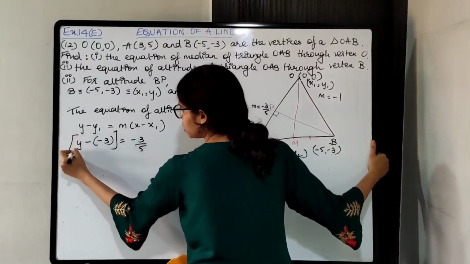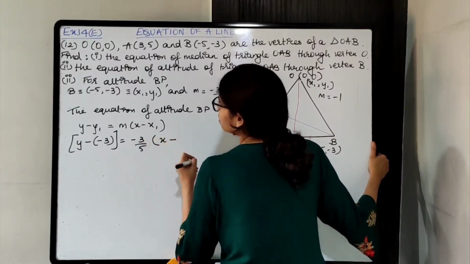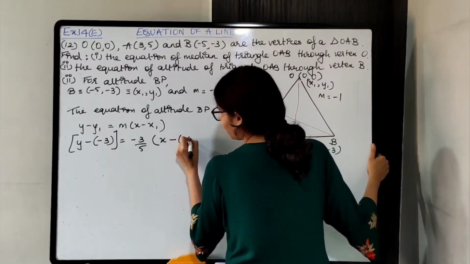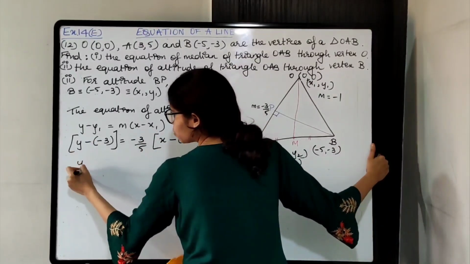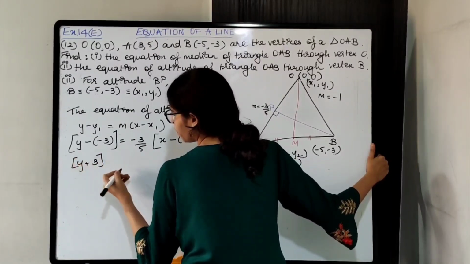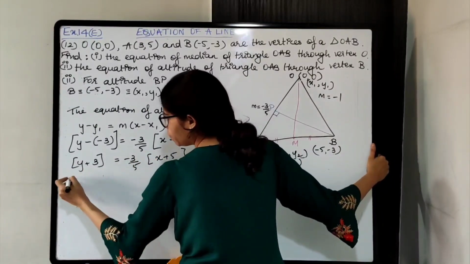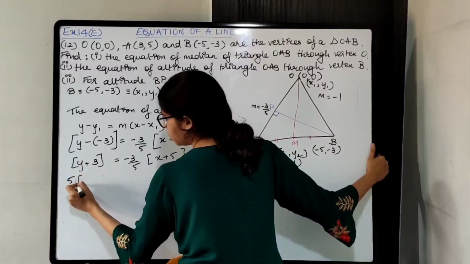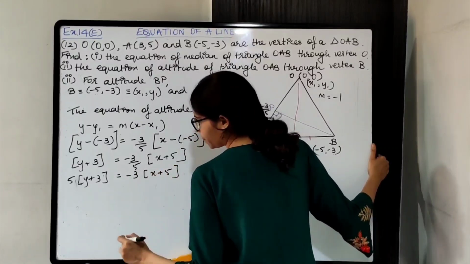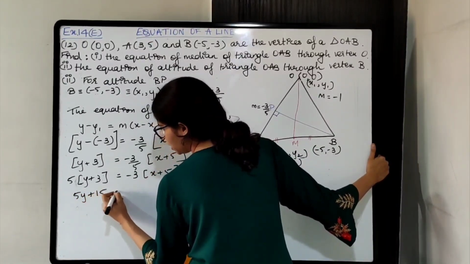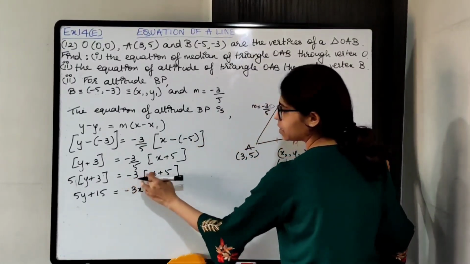Put brackets because we'll shift 5, so multiply ho jayega. Into x minus x1 is minus 5. So again we'll put brackets over here. Minus minus plus ho jayega. Okay. Here also same thing, plus ho jayega. Shifting 5 into y plus 3 is equal to minus 3 into x plus 5. So this gives 5y plus 15 is equal to minus 3x minus 15, hai na. Minus into plus minus ho jayega.